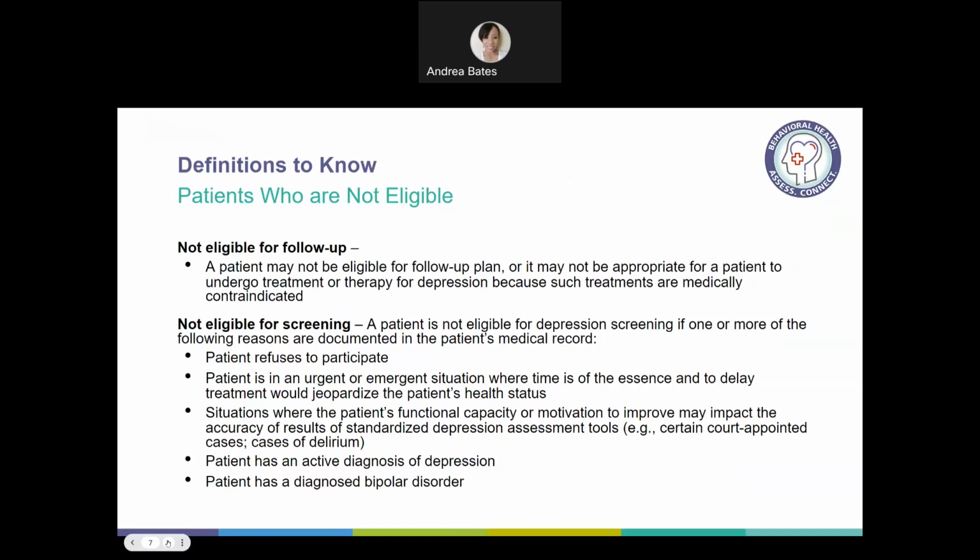The last 2 reasons for ineligible for screening is patient has an active diagnosis of depression or the patient has a diagnosed bipolar disorder. This means that it is somewhere in the patient's medical record that they have been diagnosed. Many times you will hear people say, well, that patient has bipolar, that patient has depression. However, is it documented somewhere in their EMR that they have these active mental health disorders?